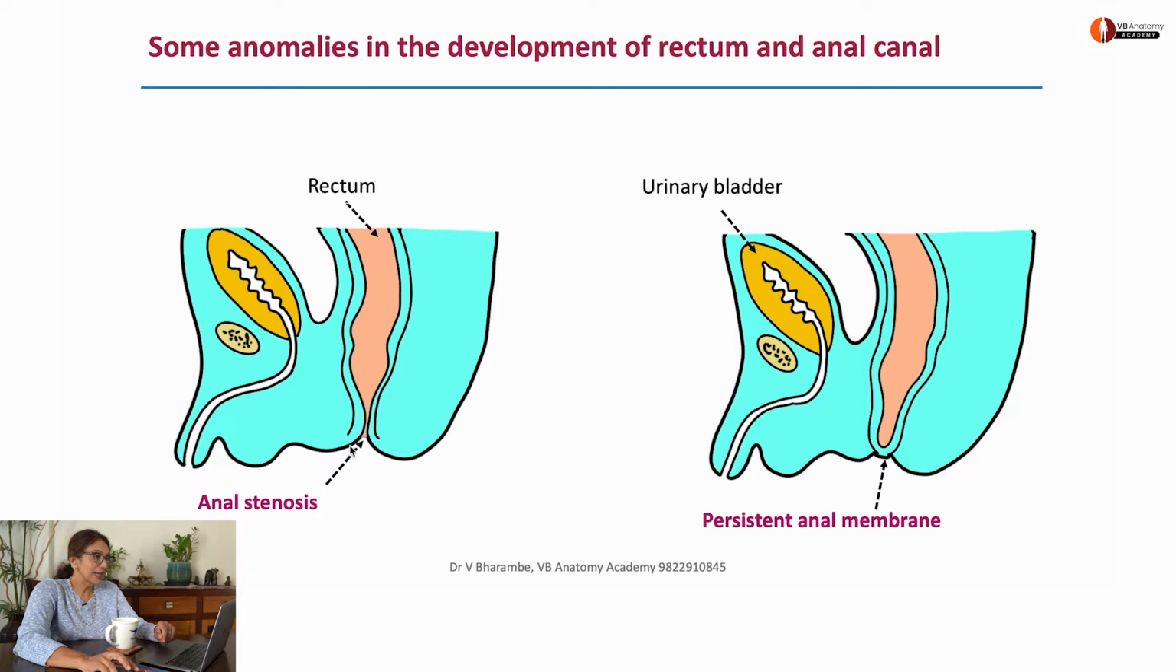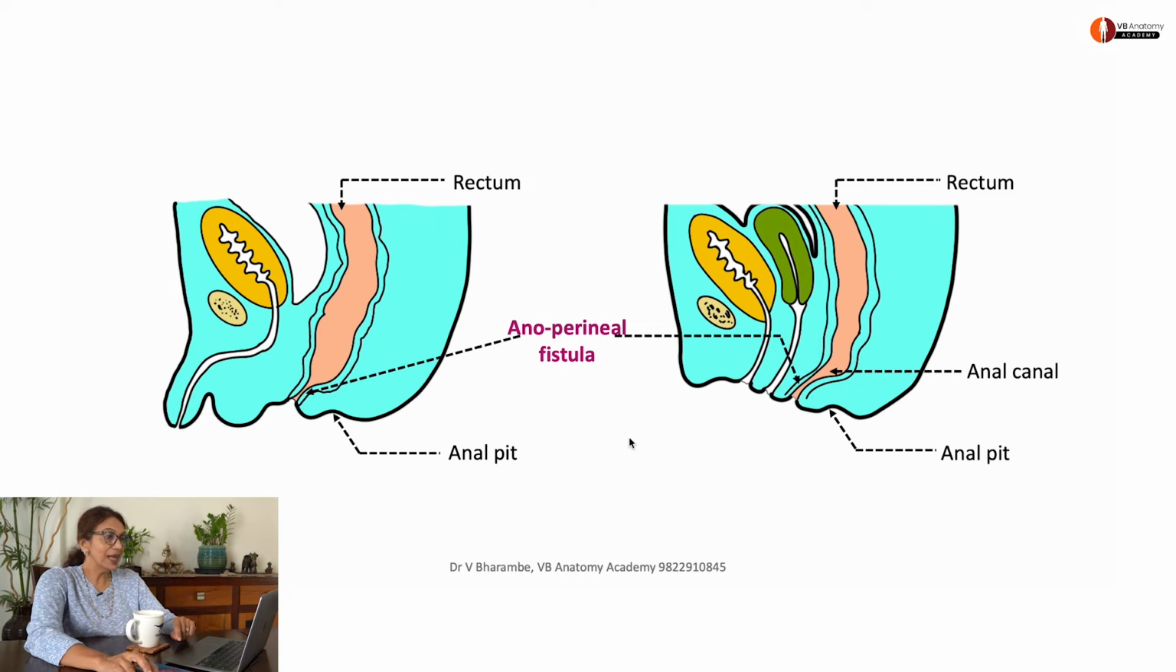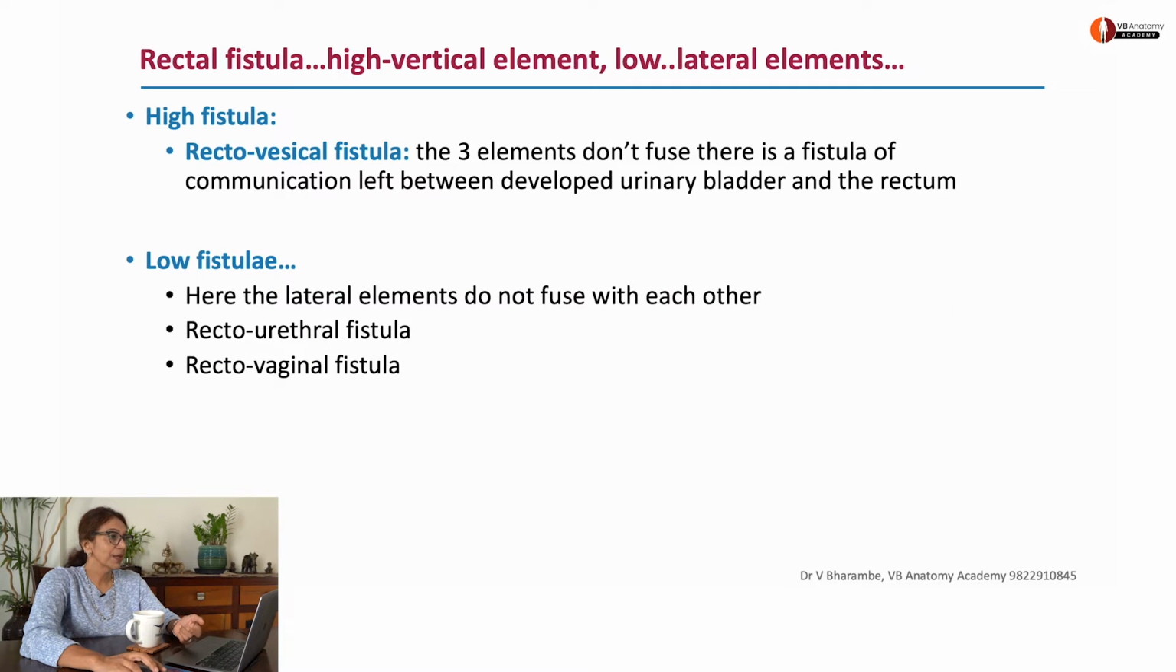Here you're seeing that the proctodeum did develop, but there is a severe anal stenosis. The anal canal has a very narrow opening. Here you're seeing a persistent anal membrane, so the anal membrane did not rupture. It might look bluish and you can see that there is some cavity beyond it, but the anal membrane has not ruptured. Here you're seeing an anoperineal fistula. There is an anal pit, okay, but the proctodeum has not deepened inwards. So the rectum has opened at some other point on the perineum. This is an anoperineal fistula.